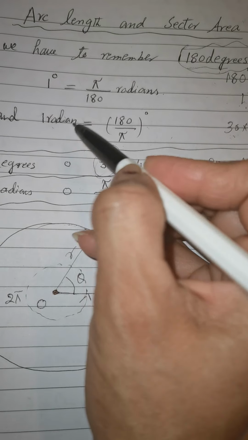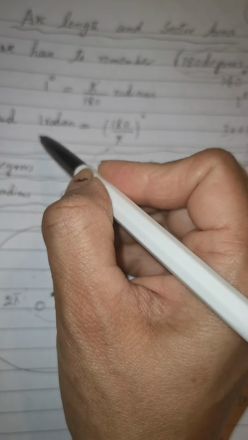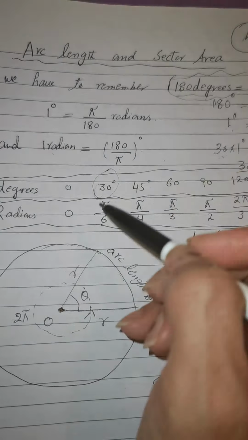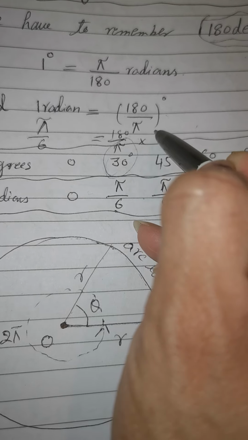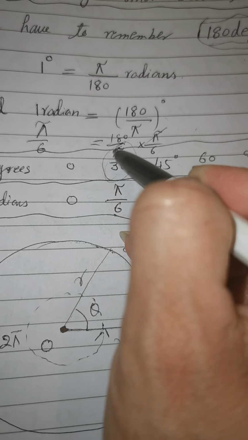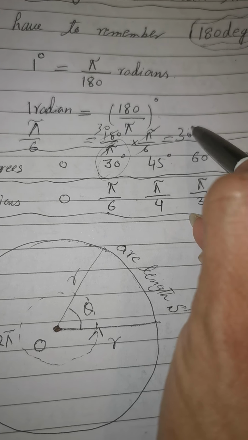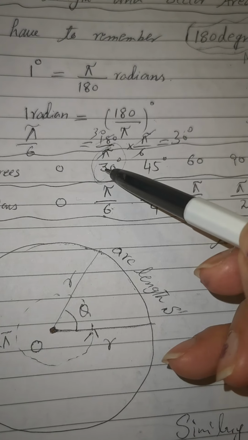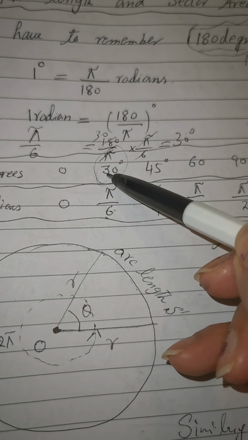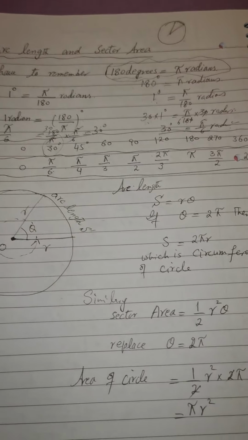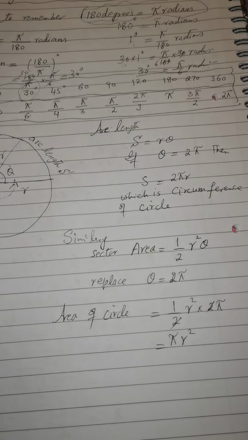One I will show here. For example, you want to convert pi by 6 radians into degrees, so you will multiply both sides by 180 by pi. Pi will cancel pi, so the answer will be 30 degrees. So pi by 6 is converted into 30 degrees in this way. Use this formula, you can find this table, right? And you have to memorize this table also.